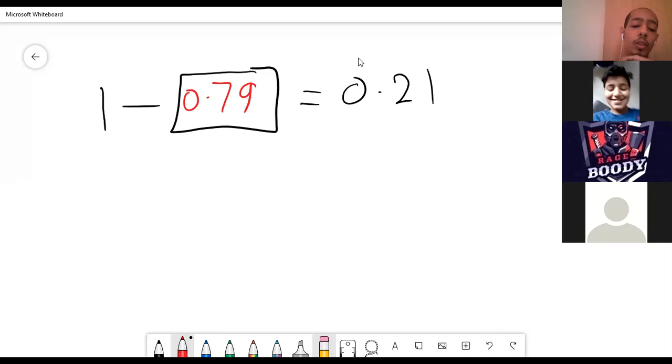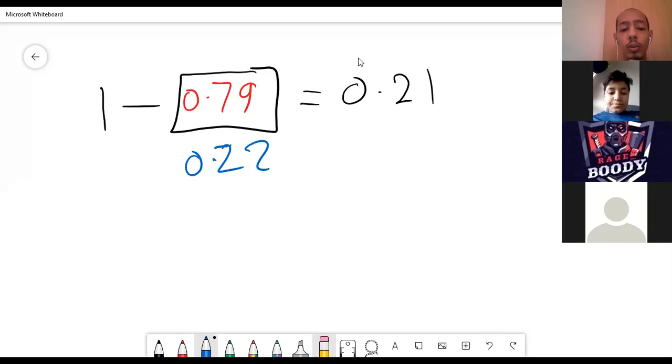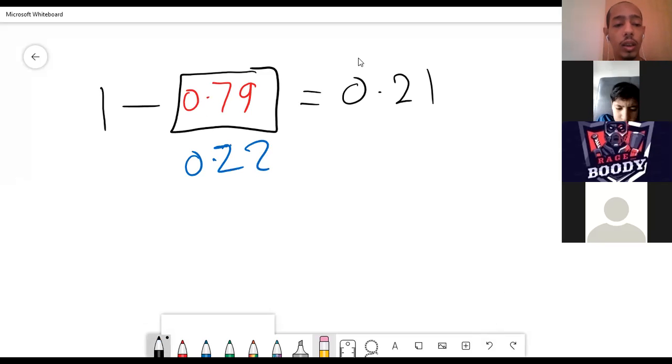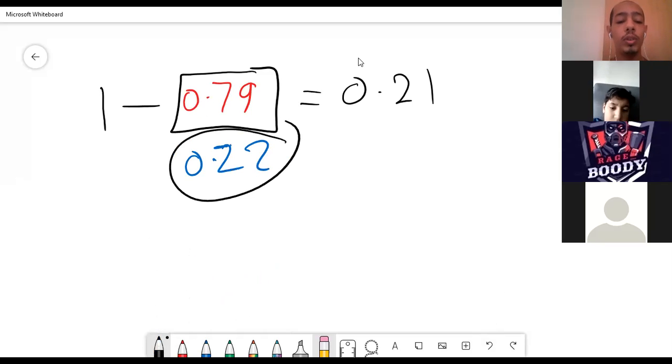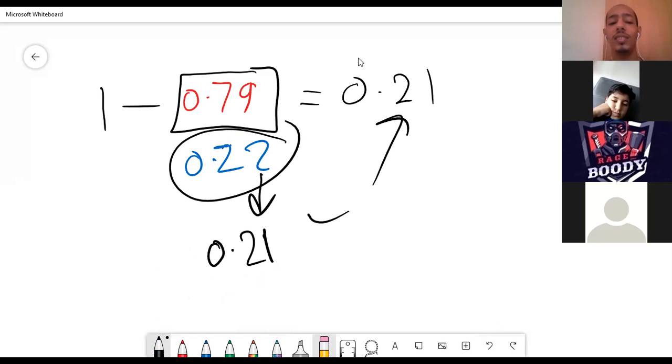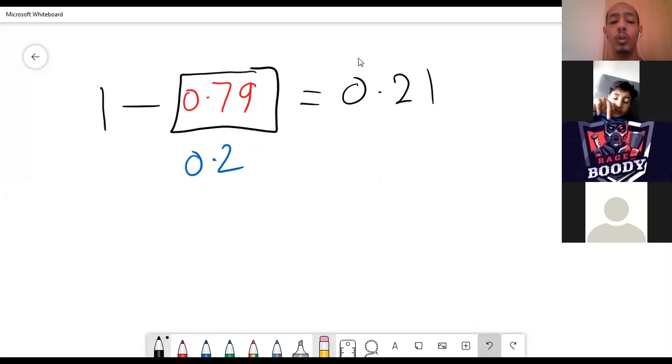But some of the students did 0.22. I don't know why, a lot of you. Why did you do this? I think they thought that this is 0.22, so if you take one from here it would become 0.21. This is wrong. When you subtract decimals, you have to make it like 1.